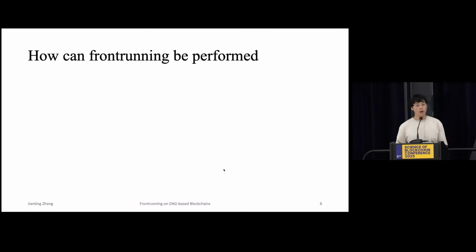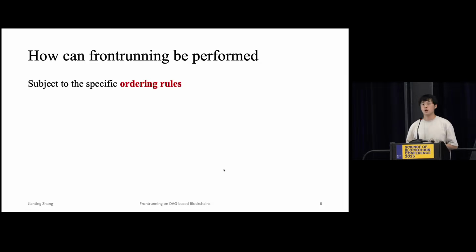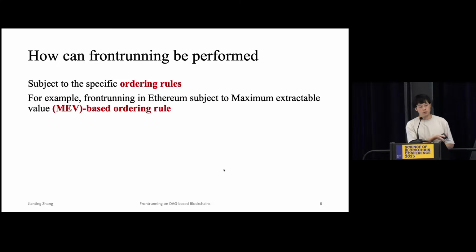How can front-running be performed? There are many factors that can be used to decide how to launch front-running, but in this presentation we will focus on front-running from the consensus side. We find that front-running is subject to the specific ordering rules. For example, in Ethereum, transactions are ordered based on the maximum extractable value.